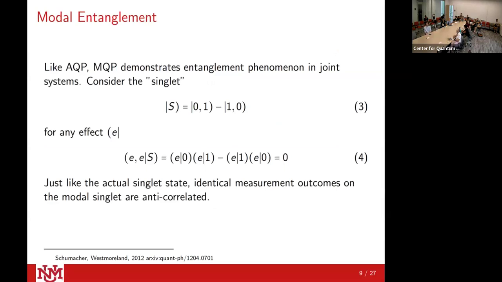Let's move on. Something funny that you maybe wouldn't expect to come out of this theory is that we can still see entanglement. They write the singlet state S equals 0, 1 minus 1, 0. Then you can take this and hit it with some effect E, that could be A, B, or C, or some combination thereof, and the math works out that it's impossible that you'll have correlated measurement outcomes if you hit each of these individual systems with the same measurement.